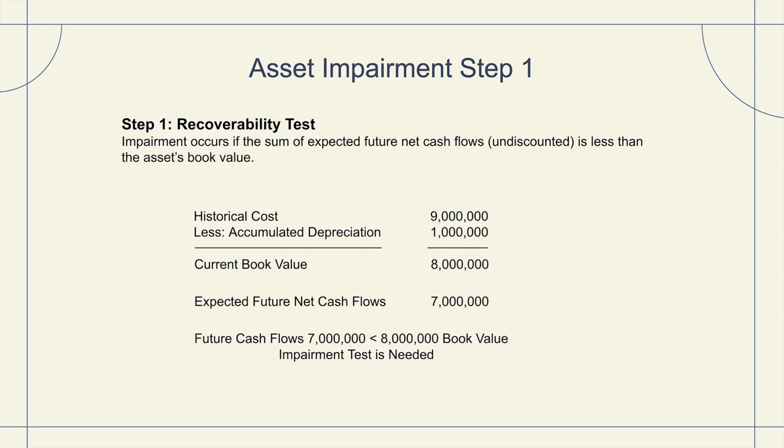If, in fact, the expected future cash flows were $10 million, then step 2 would not be required. We'd simply write up a memo for our files that the recoverability test was passed, and we move on to the next annual reporting period.